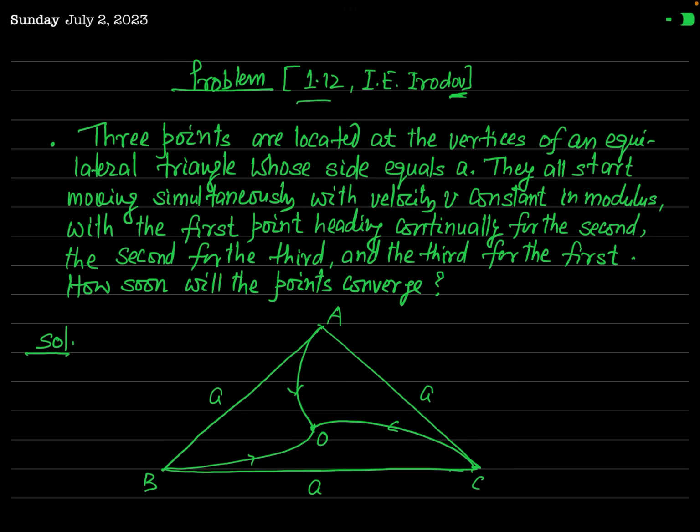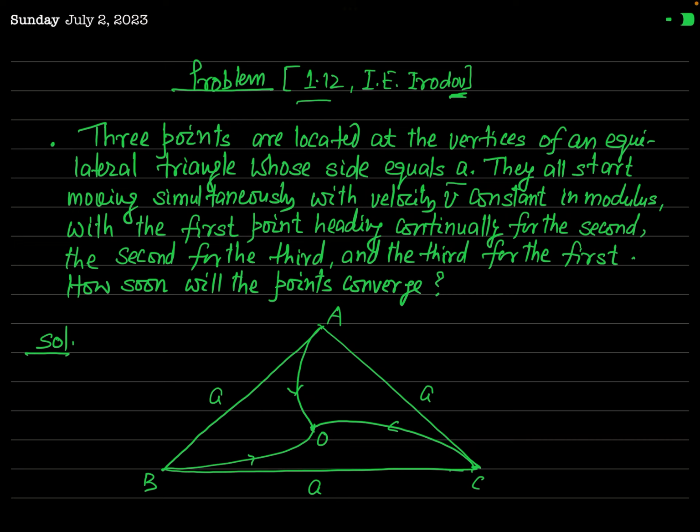The problem says that 3 points are located at the vertices of an equilateral triangle whose sides equal A. They all start moving simultaneously with velocity v, constant in modulus, with the first point heading continually for the second, the second for the third, and the third for the first. How soon will the points converge?